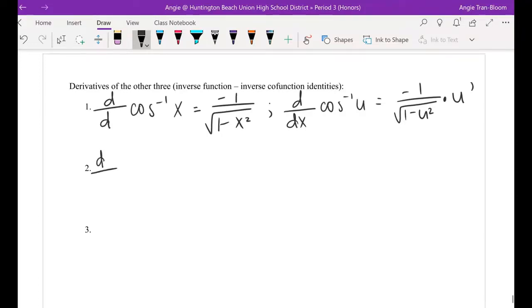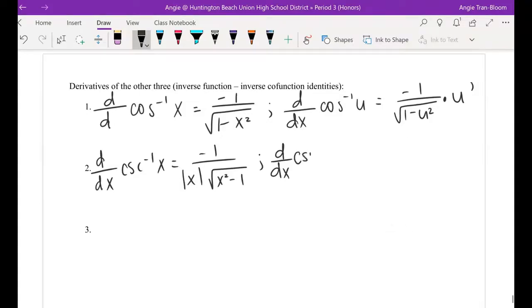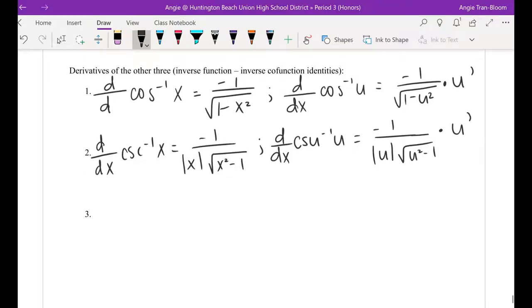So next one is d over dx of cosecant inverse of x, which is -1 over absolute value of x times square root of x squared minus 1. Again, I'm going to write two formats, okay, with respect to x and U substitution notation. So you're not forgetting to multiply by u prime, okay? This is the only difference here, by u prime, and then put what u is back in.